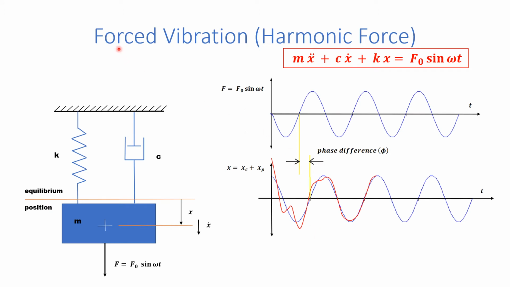We are taking the case of forced vibration system with the harmonic force only, and the harmonic force is F equal to F naught sine omega t. It is acting on a spring mass damper system, spring stiffness K, mass M, and damping coefficient C. So F is a dynamic force vibrating with the amplitude F naught and frequency omega as shown by the figures.